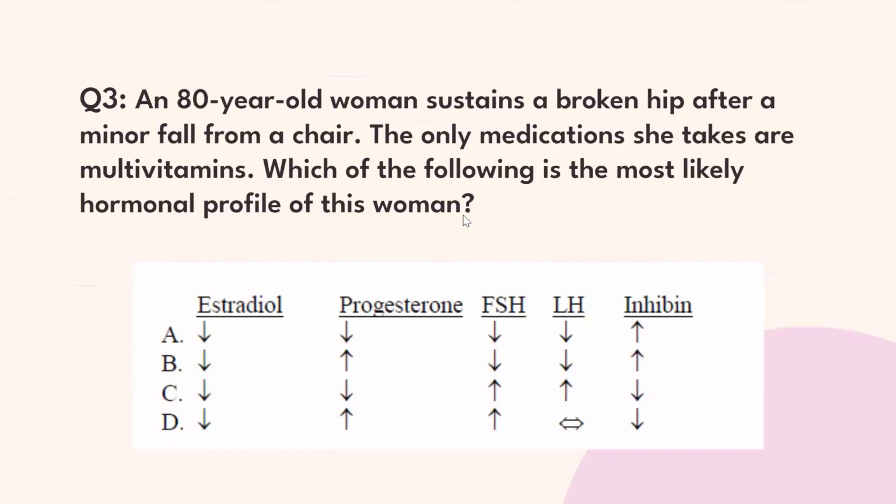Okay, next question. An 80-year-old woman sustains a broken hip after a minor fall from a chair. The only medication she takes are multivitamins. Which of the following is the most likely hormonal profile for this woman? So what are they hinting towards? The fact that it's an 80-year-old woman means that she is most likely postmenopausal, right? So they want us to know the hormone profile in postmenopause. What do you guys think is the answer?